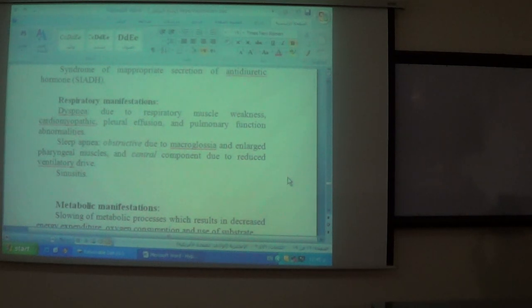The last respiratory manifestation is sinusitis because of dryness. Dryness of the paranasal sinuses can invite infection. And this patient may have chronic sinusitis. They may even develop fungal affection of these sinuses, so-called fungus ball, which may inhabit the sinuses of these patients.